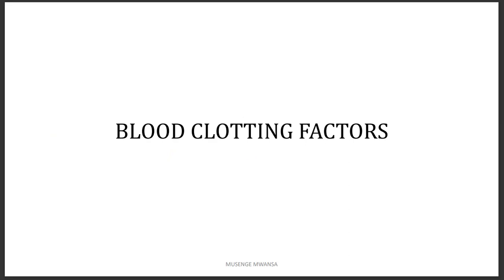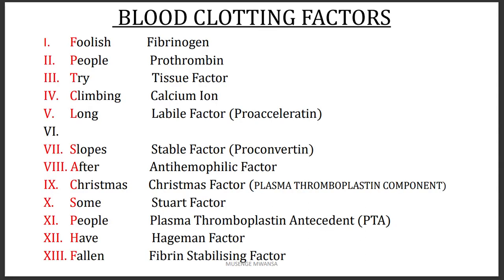There are 12 clotting factors, and we need to know them by name and also by number. So we can simply use this one. Imagine you have Christmas, and then after Christmas, you start climbing long slopes. What happens? You are going to fall because a lot of people have fallen. So we are going to use this mnemonic. Foolish people try climbing long slopes after Christmas. Some people have fallen. As simple as that.